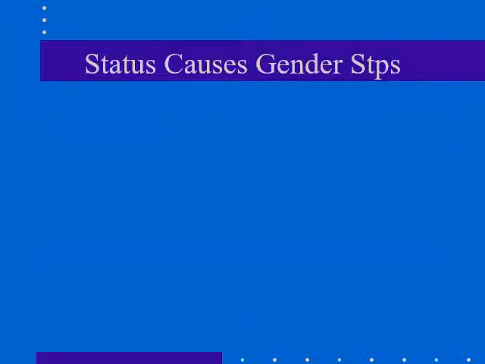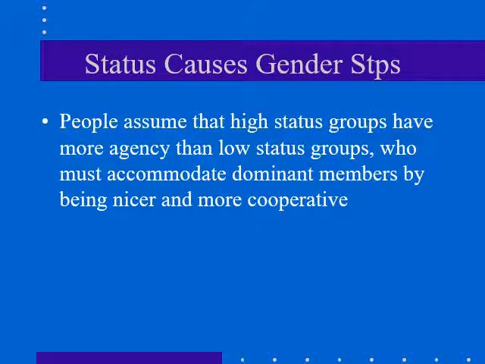So status also causes gender stereotypes. Status differences create this idea that some groups are more agentic, some groups are more communal. Why? People assume that high status groups have more agency than low status groups because the low status groups have to accommodate the dominant members by being more ingratiating, right? They're being nicer and more cooperative. Remember, we just talked about smiling, right? Why is it demanded of women that we smile even when we're not feeling like it, even to strangers? It's because we're supposed to be more ingratiating.